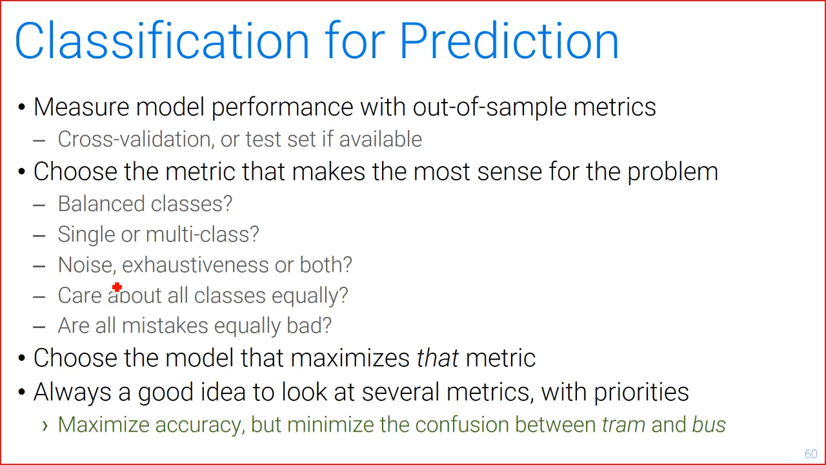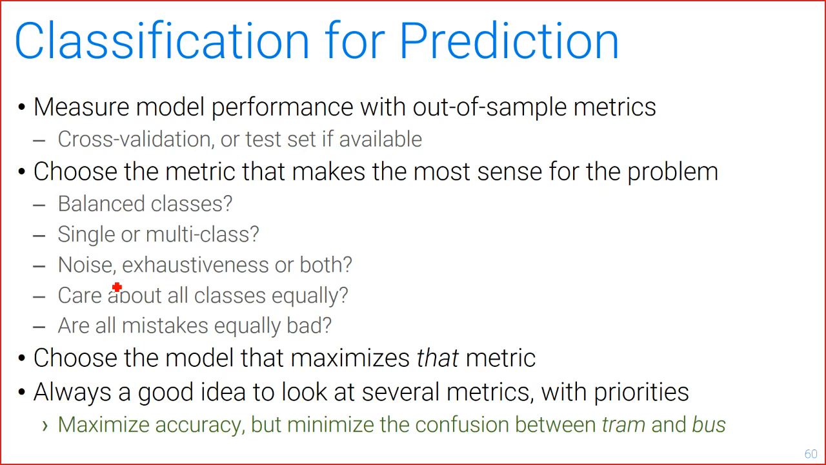In the end, you measure the model performance with out-of-sample metrics. So something like cross-validation or the test set, if you have it, then you compute accuracy, F-score, precision, confusion matrices, whatever. And then you choose whatever criteria, and you tune the hyperparameters to maximize that criteria. And you have to make sensible decisions here, sensible choices.